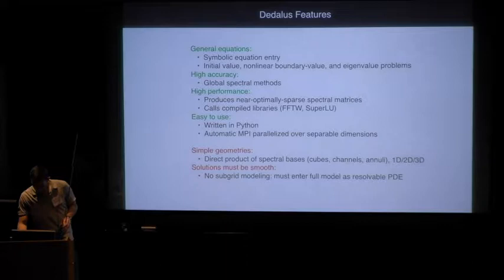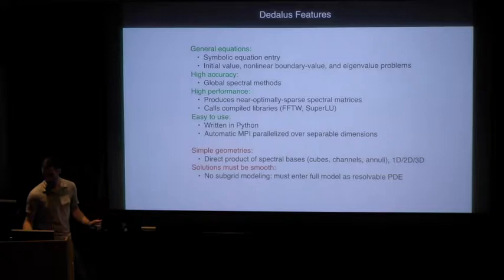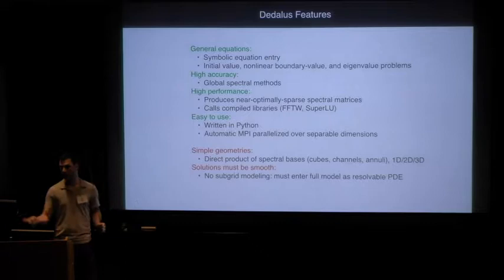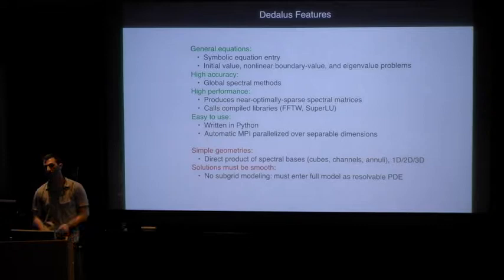So it all calls compiled libraries. The code's written in Python, so there's an easy-to-use high-level interface, and it's automatically MPI parallelized. Again, the big restrictions are simple geometries; we're restricted to spectral geometries. I have a slide on that a little bit later, but quickly, the code detects the separable dimensions of the linear portion of your PDEs, and then those matrix solves are trivially parallelizable because they're block separable.